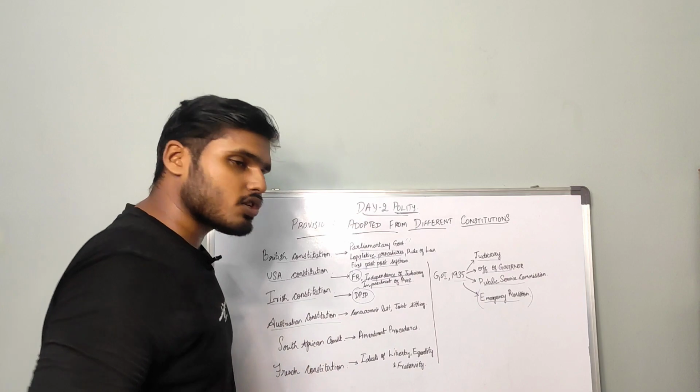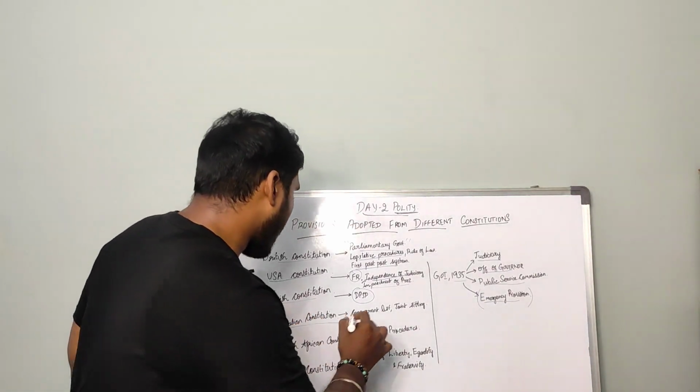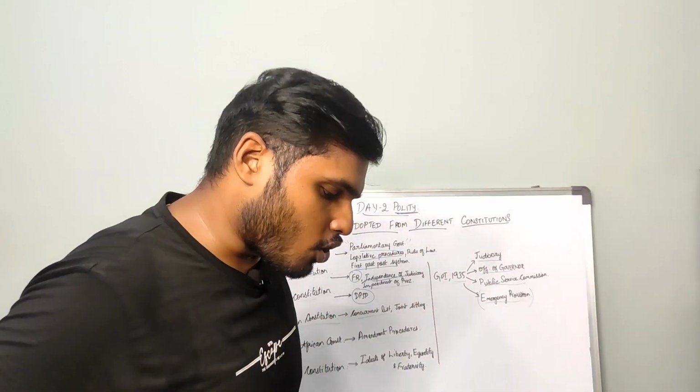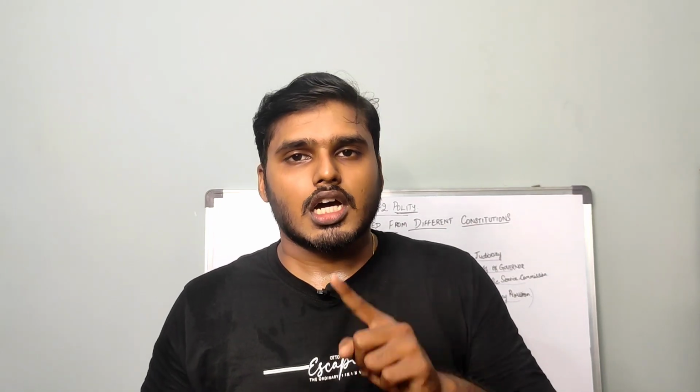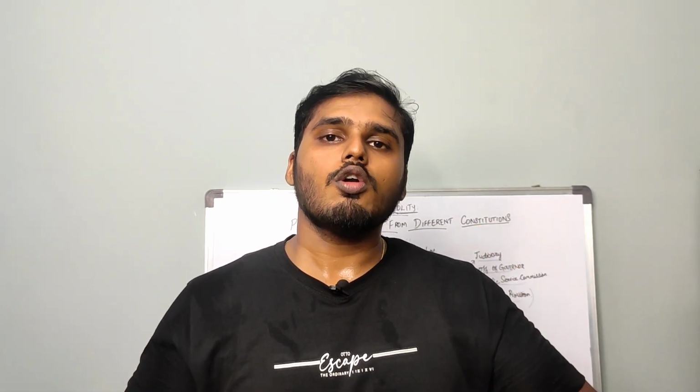Next comes the Australian Constitution. What we have borrowed from the Australian Constitution is the concurrent list. If you see, there is the union government, there is the state government, and tier 3, the local government, which is the Panchayat Raj and the urban local bodies. So all these have their own powers.